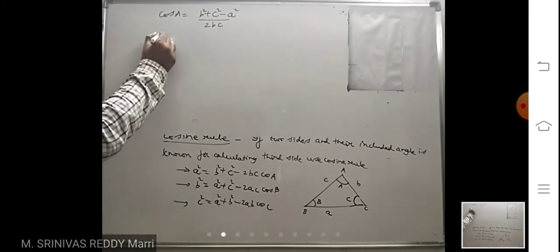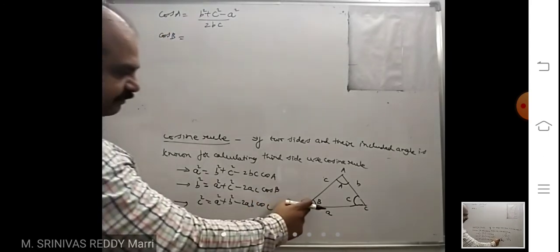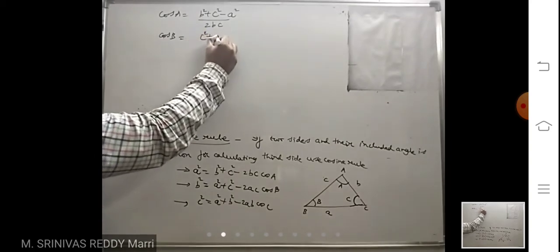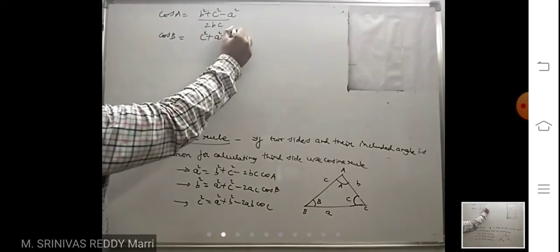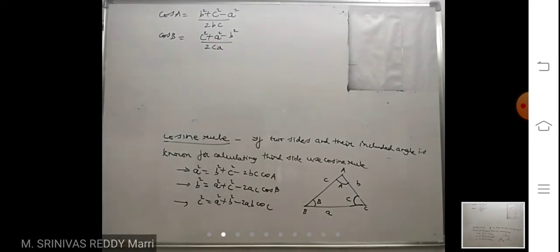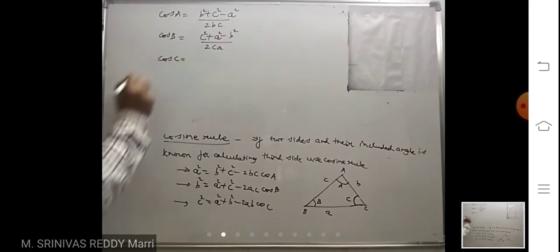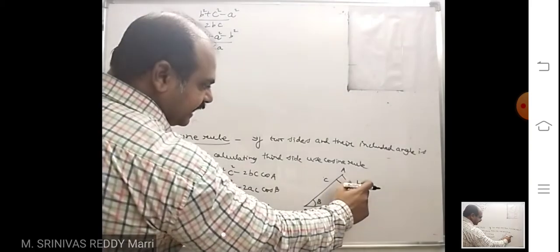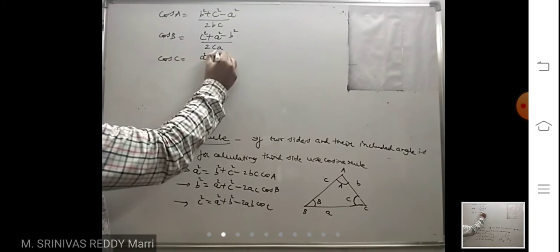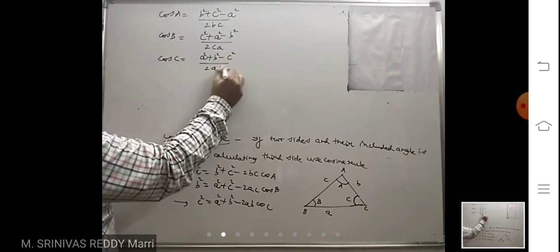Next, cos B. Cos B is nothing but, look at, the included angle. C is the included side. C square plus A square minus B square divided by 2CA. This is cos B. Next is cos C. Cos C is A square plus B square minus C square divided by 2AB.